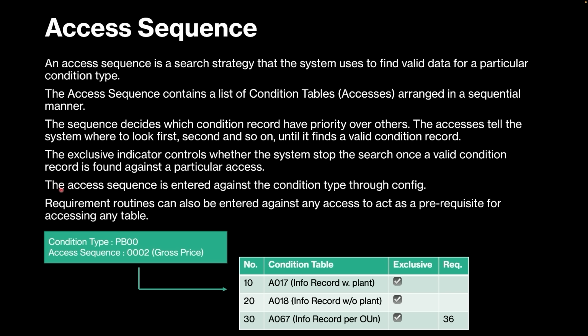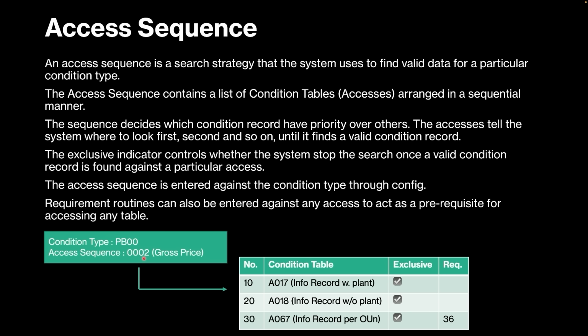Okay, and this access sequence you will enter in the condition type through configuration. That is, in the condition type configuration, you have a field called access sequence. To assign the condition type to an access sequence, you will enter the access sequence in that particular field which is there in the configuration of the condition type. Okay, and you can see this condition type PB00 is the standard condition type for gross price, and in the configuration of this condition type you will have this access sequence 0002 entered.